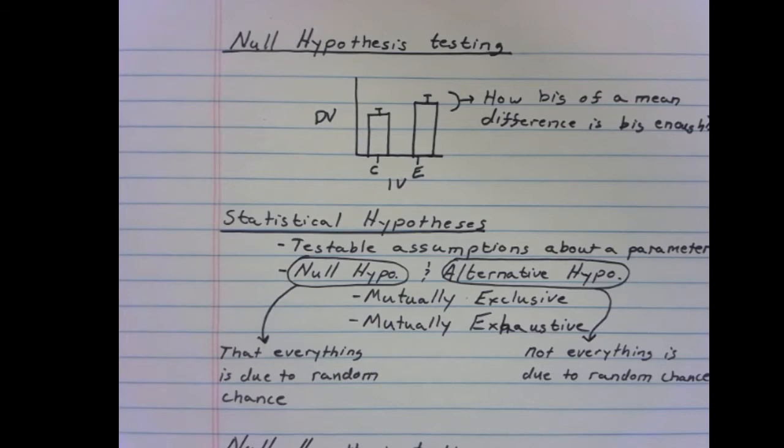If that probability is sufficiently low, specifically if it's below whatever alpha level we select, which is typically going to be 0.05. So if there's less than a 5% chance of getting means this different, then we reject the null hypothesis and accept the alternative that not everything is due to random chance and there is something causing these means to be different, which, if we set up our experiment correctly, has to be the independent variable.